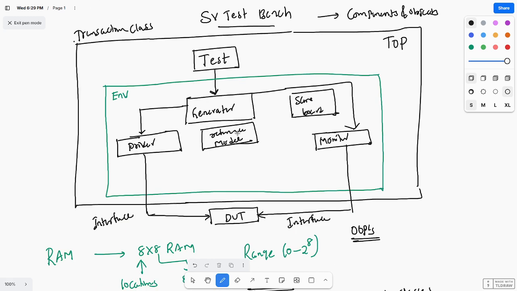And this is the SV test bench. In the SV test bench there is a transaction class and a test. Inside there is an environment. Inside the environment there is a generator, and the generator is connected to the driver and monitor. There will also be a scoreboard and reference model within the environment. This we'll see in the next class.